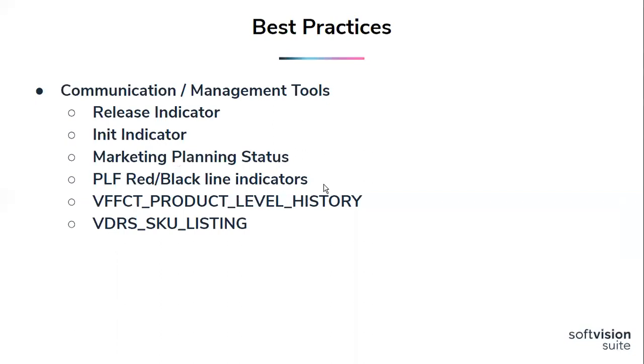And again, you also have great reporting within DRS. You can use the VFFCT product level history report. That report has basically everything on the product level forecasting screen that you can filter and again use action items. There's also the VDRS SKU listing report, which gives a listing of all of the items that have been assigned to an offer, and on that report you can actually see the SKU allocation information. So a big piece is just determining what is the SOP that you want to use for managing your product.